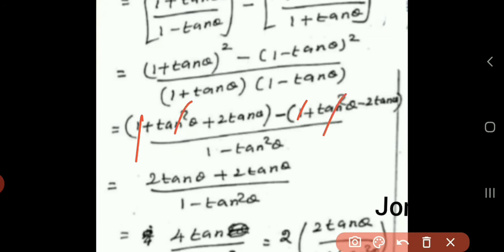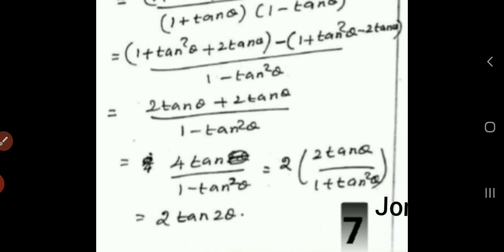The remaining things are 2 tan theta plus 2 tan theta, which is equal to 4 tan theta divided by 1 minus tan square theta. We can take 2 as the common thing at the numerator. We can split this as 2 into 2 tan theta by (1 minus tan square theta). So the bracket can be written as tan 2 theta. Outside we have 2 already there. So 2 into tan 2 theta.